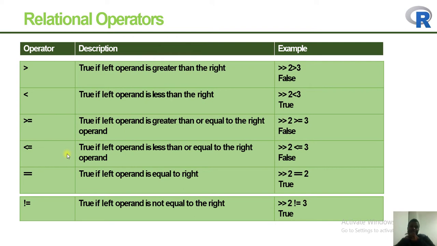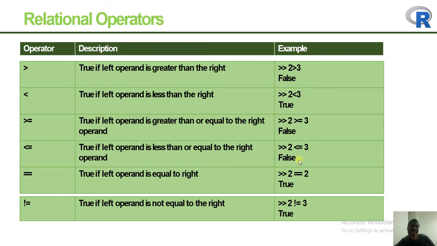So here we have less than or equals to. This is true if the left operand is less than or equal to the right operand. Look at it. We have 2 less than or equals to 3. In this case, 2 is less than 3, so that particular one is right, but 2 is not equals to 3. So R is used to giving us false. So it is less than but not equals to.